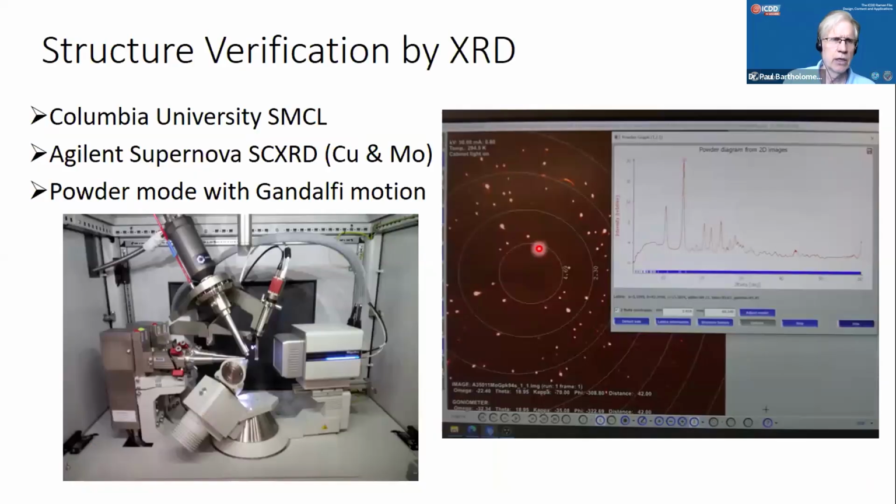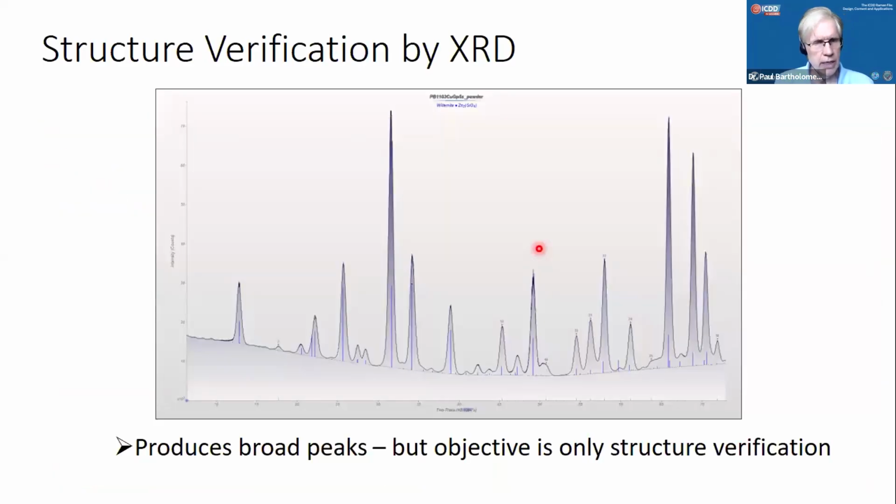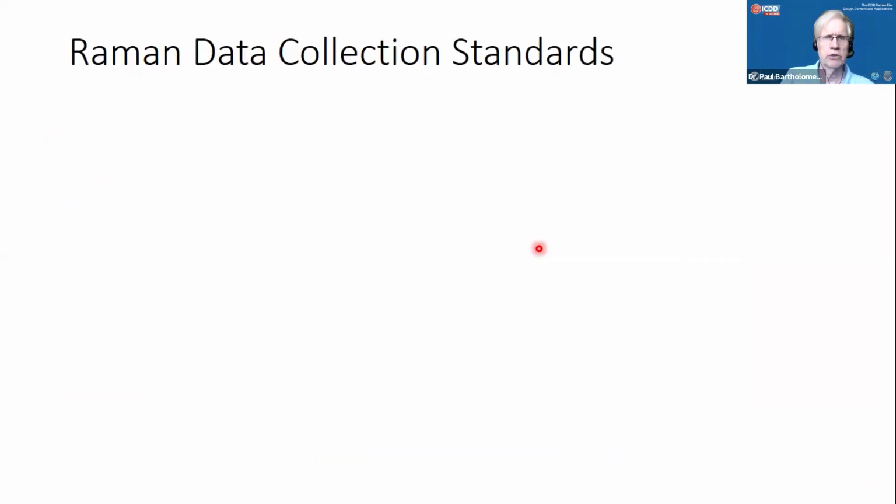Data collection is on a single crystal XRD machine at Columbia. You're running it in powder mode using Gandolfi motion. The pattern I get with this method has fairly broad peaks, but my objective is phase verification. So the patterns are compared to records in the PDF for phase verification. All right, so I have verified samples.